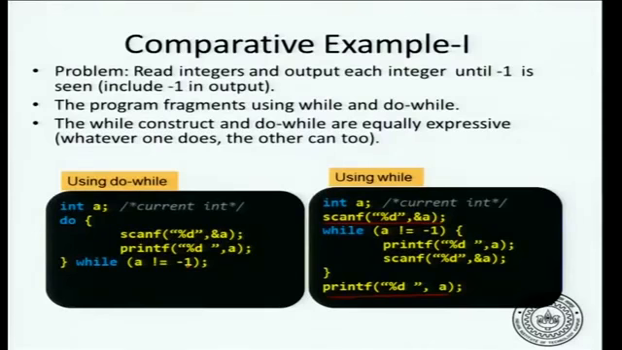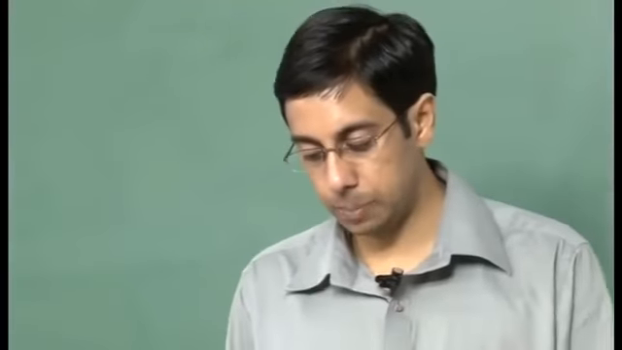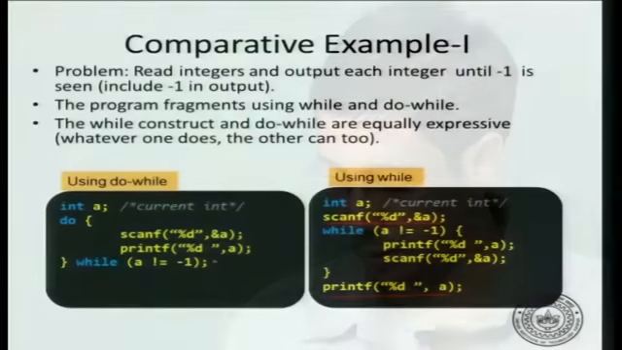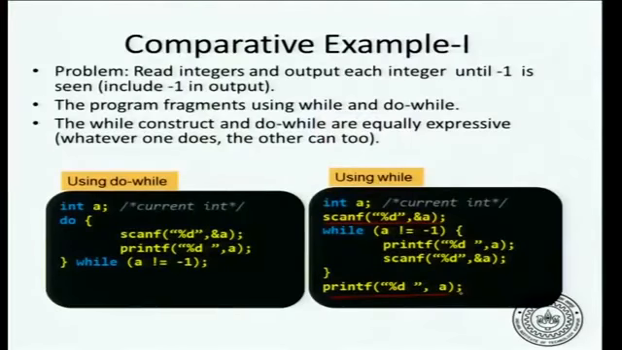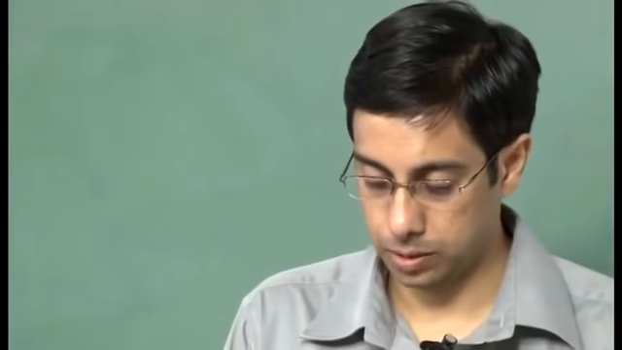If it is -1, you are done and you exit out of the program. If it is not -1, you go back and scan the next number and print it. So this is a program that we have seen where you could do the same thing with the while loop. The only difference is that the do while program is shorter.